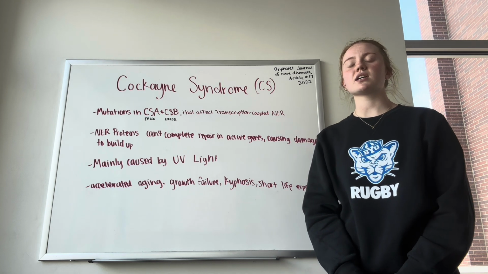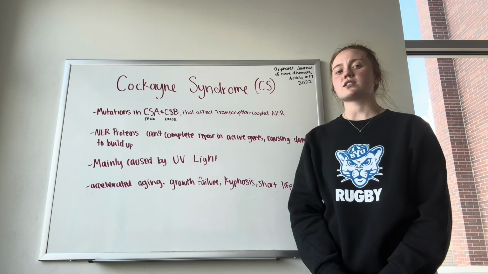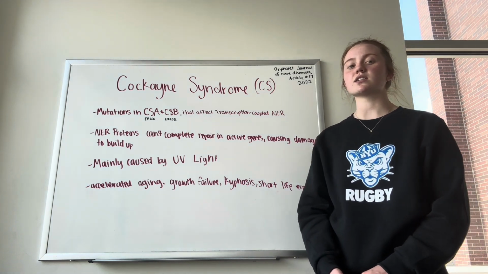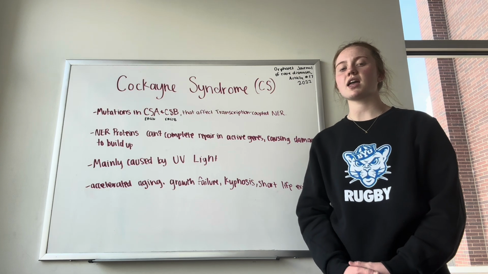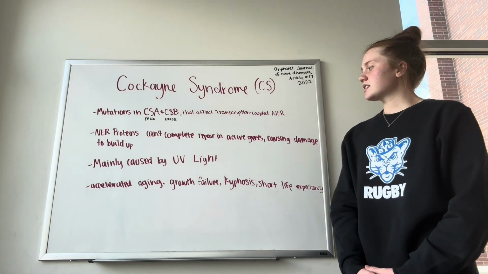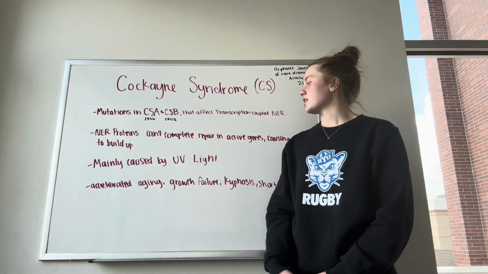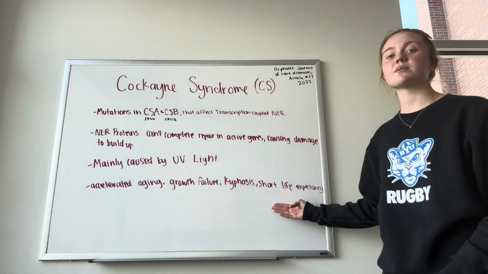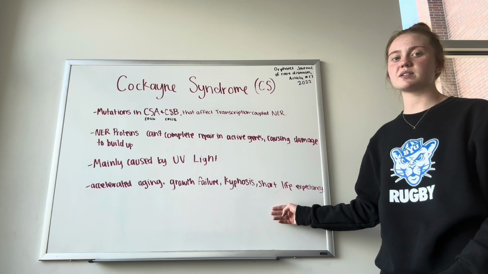And because it's unable to do that, it causes a lot of buildup of the damage that's often caused by UV light to our skin and just to our DNA and our overall genome. And some of the side effects of Cockayne syndrome are accelerated aging, growth failure, kyphosis, and in some of the more extreme cases, a short life expectancy.